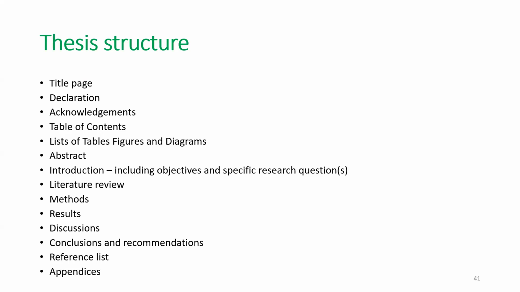It doesn't have to include all of these things, but a title page, usually a declaration, acknowledgements, maybe a table of contents, a list of the table of figures and diagrams, an abstract, the introduction. Remember I said that's why you did the study. Sometimes it'll have a literature review, then the methods, the results. These are the important parts, the results being important. Then a discussion and some conclusions, sometimes recommendations, and then a reference list, and then sometimes appendices.